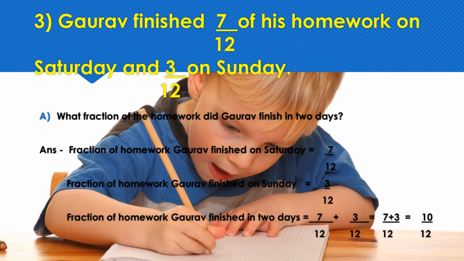Now, how do we find out the fraction of homework he finished on both the days? Obviously, you need to add them up since we need to find out how much he did in total. So, fraction of homework Gaurav finished in 2 days is equal to 7/12 plus 3/12. Since the denominators are same, which is 12, you simply add the numerators. So, 12 is in common in the denominator and you simply add 7 plus 3, which is equal to 10/12. So, he finished 10/12 in 2 days.